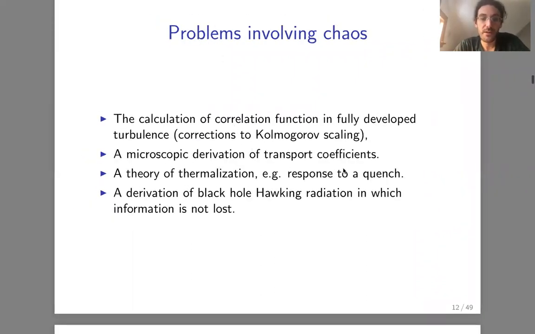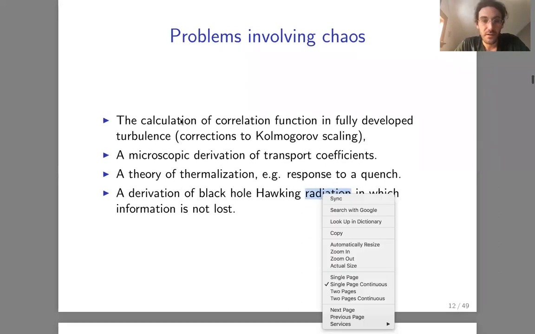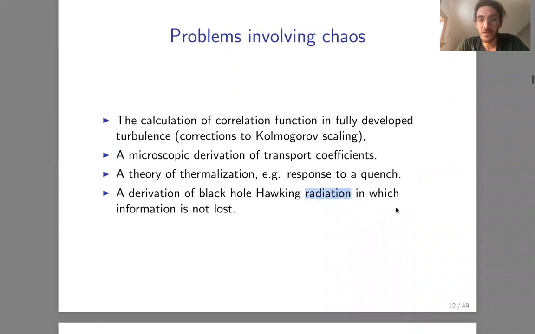Another problem would be a microscopic derivation of transport coefficients. This you can ask for quantum systems. A theory of thermalization, for instance, the response of a system to a quench. And the derivation of Hawking radiation, in which information is not lost. And so I think all of these problems involve chaos. And so it would seem that to solve any of them, one needs a better understanding of chaos. As you can see, all these problems are problems in the context of many body systems, not few body systems.